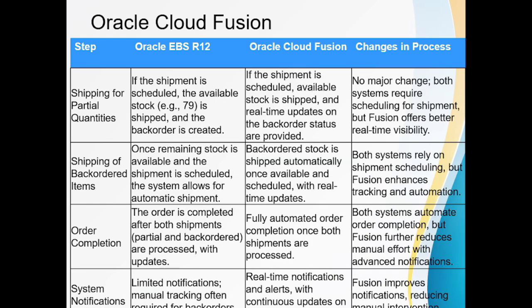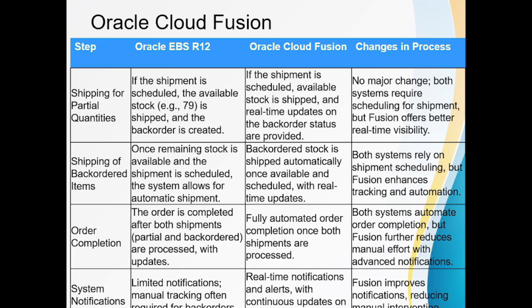Shipping for the partial: if the shipment is scheduled, the available stock of 79 is shipped and the back order is created. No major changes. Both systems require scheduling for the shipment, but Fusion offers better real-time visibility. The flow and screen layout of Fusion is really good. Shipping of the back order items: once the remaining stock is available and the shipment is scheduled, the system allows automatic shipment. Both systems rely on shipment scheduling, but Fusion enhances tracking and automation.